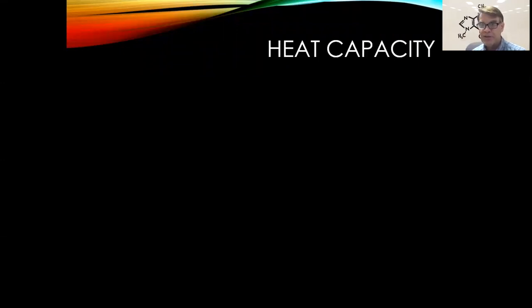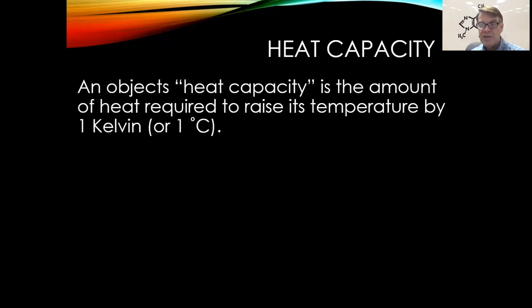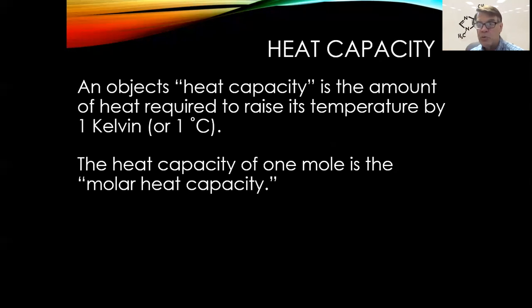So that's a little side thing that was in this section. The heat capacity of a substance, an object's heat capacity, is the amount of heat required to raise its temperature by 1 Kelvin, which is the same as 1 degree Celsius. We don't say 1 degree Kelvin because Kelvin is special and doesn't want to be called a degree. But anyway, the amount of heat it takes to raise the temperature of something by 1 Kelvin or by 1 degree Celsius is its heat capacity.